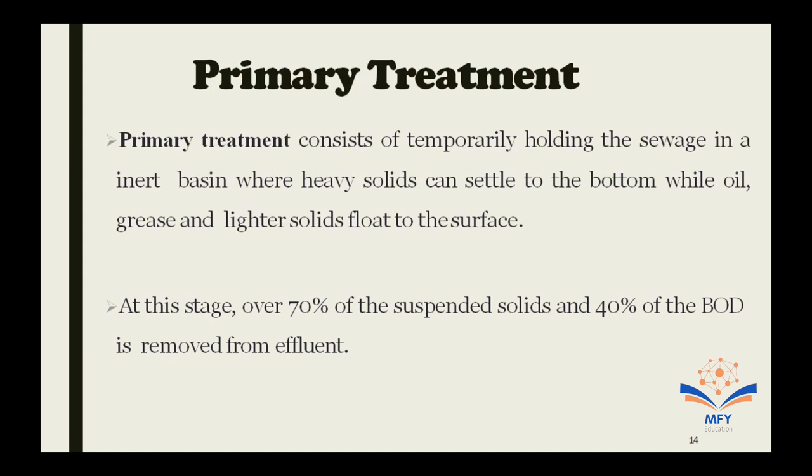Primary treatment consists of temporarily holding the sewage in a basin where heavy solids can settle to the bottom, while oil, grease and lighter solids float to the surface. The settled material goes for sludge treatment and floating materials are skimmed off. The remaining liquid is passed to secondary treatment. Tanks are usually equipped with mechanically driven scrapers that continually drive the collected sludge towards a hopper in the base of the tank, where it is pumped to sludge treatment facilities.